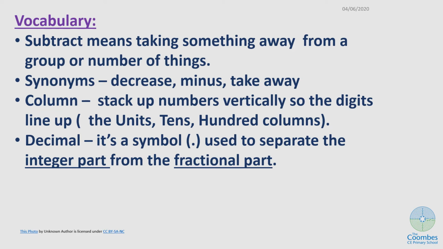Now, column is just stacking up numbers vertically so that the digits line up. And a decimal is a symbol, like a dot, used to separate the integer part from the fractional part of a number.